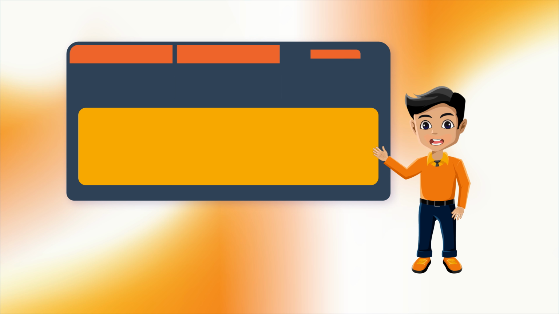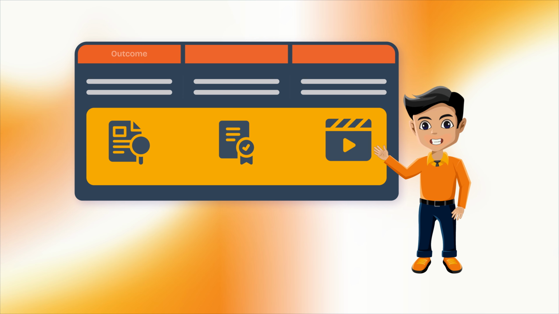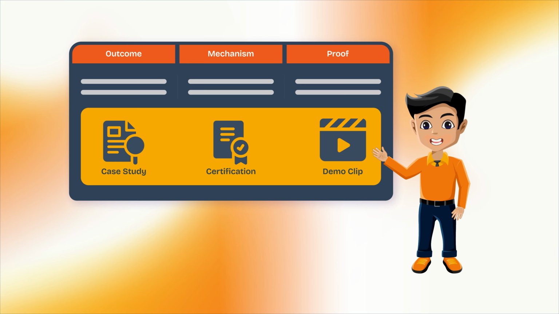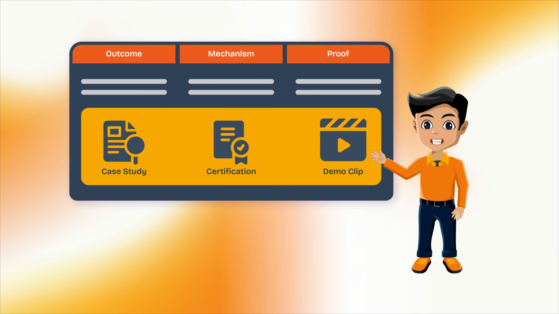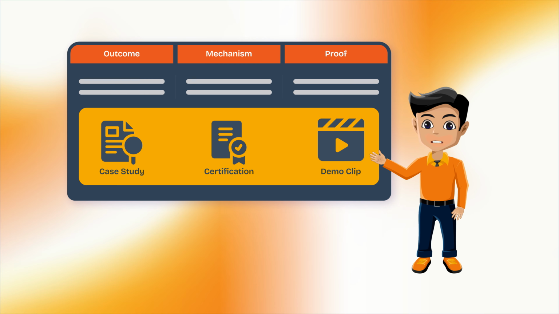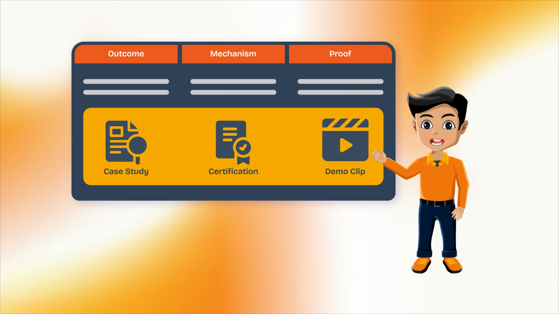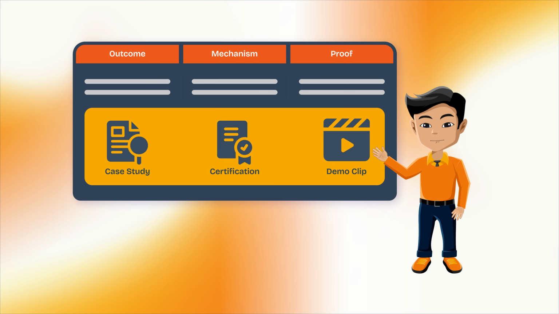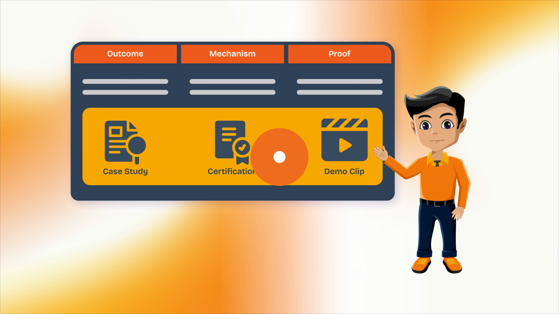Turn positioning into 3 messaging pillars. Pillar 1 is the outcome, the result you create. Pillar 2 is the mechanism, how you do it differently. Pillar 3 is the proof, why they should believe you. Under each pillar, add 2 supporting points and 1 evidence item: metric, case study, certification, or demo clip. These pillars structure your website, ads, and sales collateral.